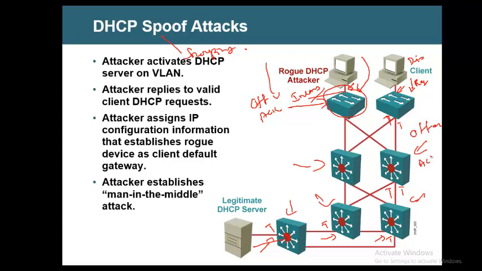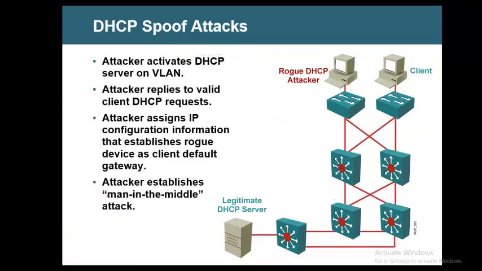Acknowledgement can also get in. This prevents rogue DHCP providing an address. Any question? No, sir. It's clear. What is wrong in rogue DHCP providing an address?